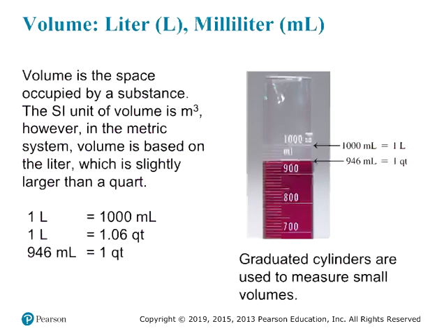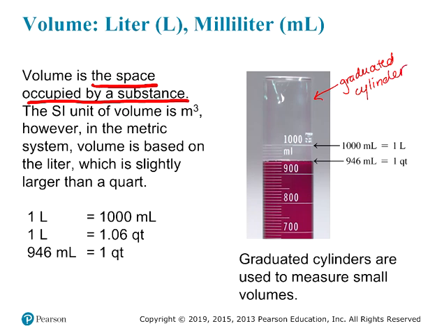So volume is the space occupied by a substance. And typically in chemistry labs, we're measuring the volume of liquids. And one way to do that is to use something called a graduated cylinder. So this is a cylinder with graduation marks on it. Now the SI unit we said earlier was cubic meters, but typically in lab we will measure liquids and their volumes in liters or milliliters.